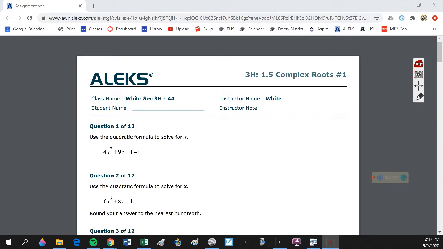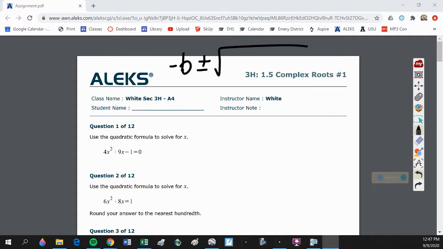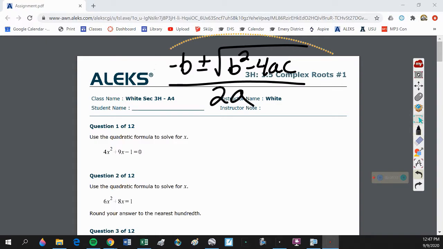Now, the quadratic formula is negative b plus or minus the square root of b squared minus 4ac, over 2a. So wonderful.